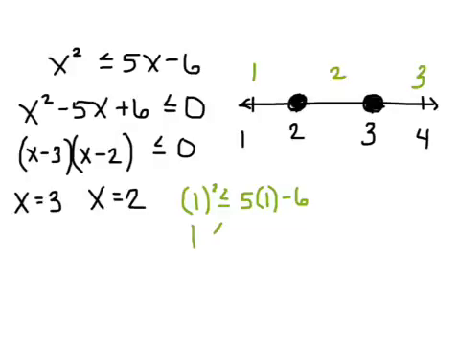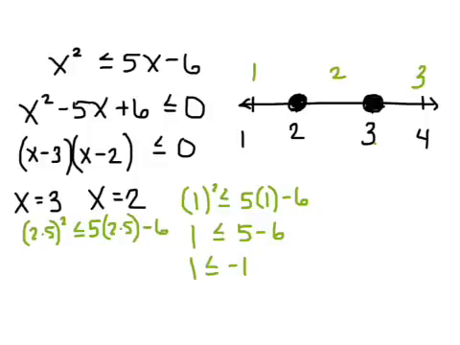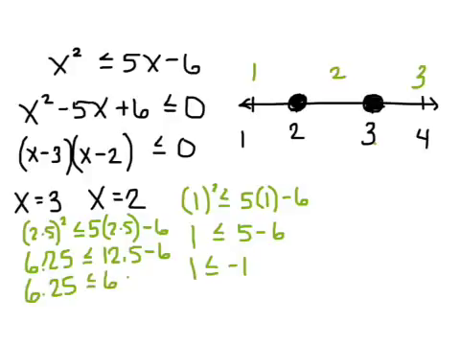1 squared is 1. 5 minus 6 is negative 1. So you ask yourself, is 1 less than or equal to negative 1? No, it's not. No shade. A number between 2 and 3 would be 2.5. 2.5 squared, 6.25, less than or equal to 5 times 2.5 minus 6, which is 12.5 minus 6. That is true. So that means we shade in between.